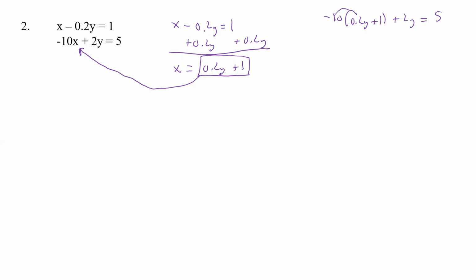Now again, I have to remember to distribute. So 10 times 0.2, that's just going to give me 2, and it's negative, so negative 2y. And then I have minus 10 times 1, that's minus 10, and then plus 2y equals 5. Well, look at that. The minus 2y cancels the 2y.